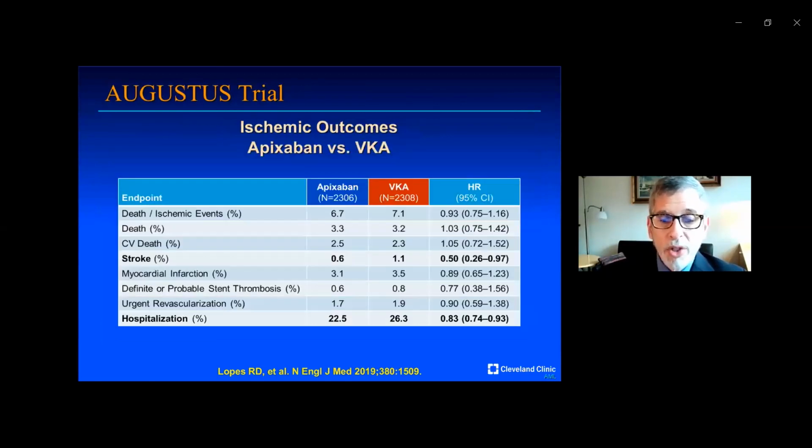And the risk of stroke, which is of course the driving indication for the anticoagulant, was lower with apixaban compared to vitamin K antagonist, again echoing the results of some of the original trials of apixaban.